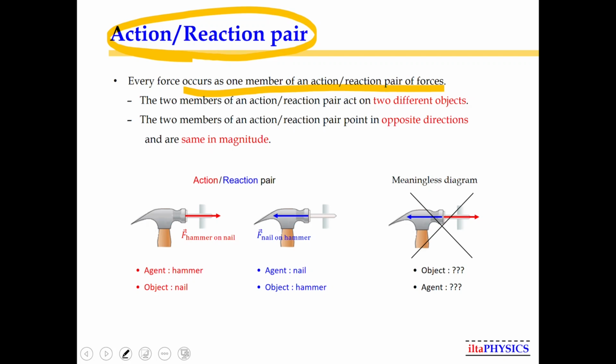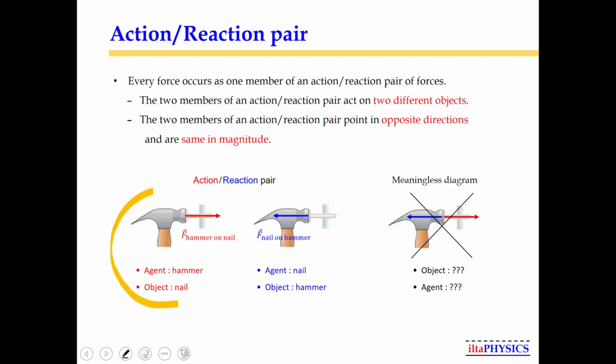Let's take a look at an example to make this clear. Imagine hammering a nail into a wall. In the first picture, the hammer hits the nail. That's the action force. The hammer is the agent, the nail is the object, and the force is the red arrow directed to the right. But at the same time, the nail exerts an equal and opposite reaction force on the hammer. Now the nail is the agent, the hammer is the object, and the force is the blue arrow directed to the left. The magnitudes of these two forces are exactly the same.